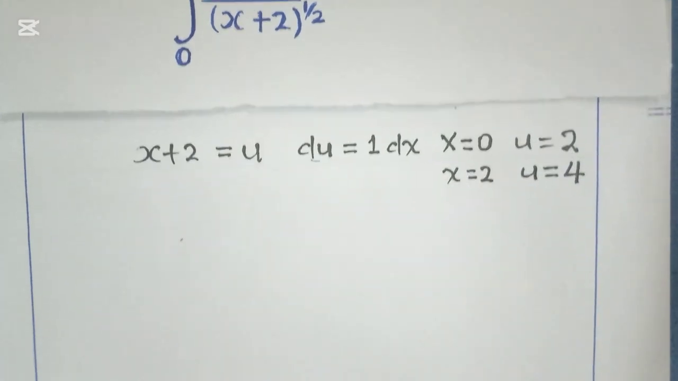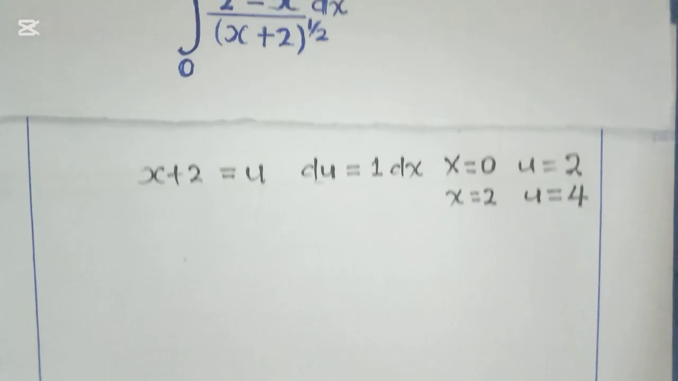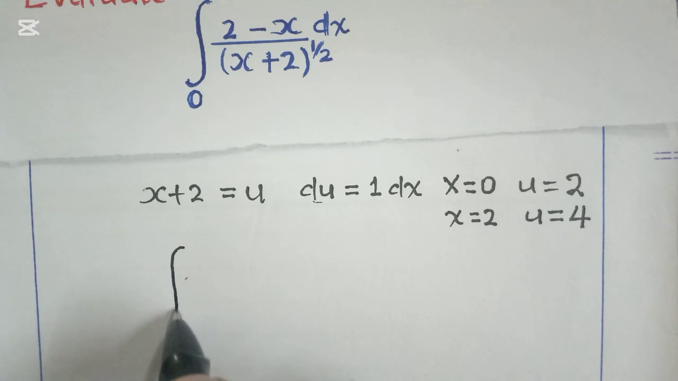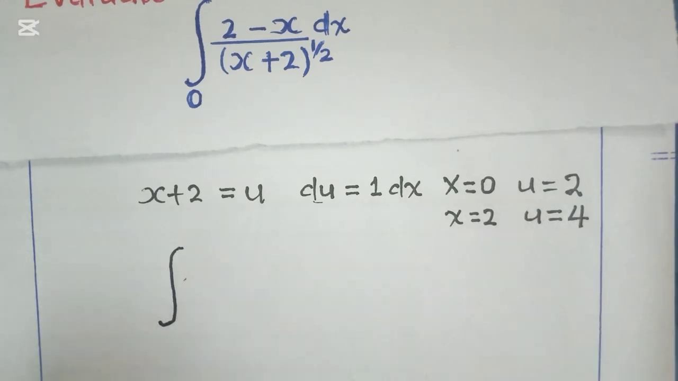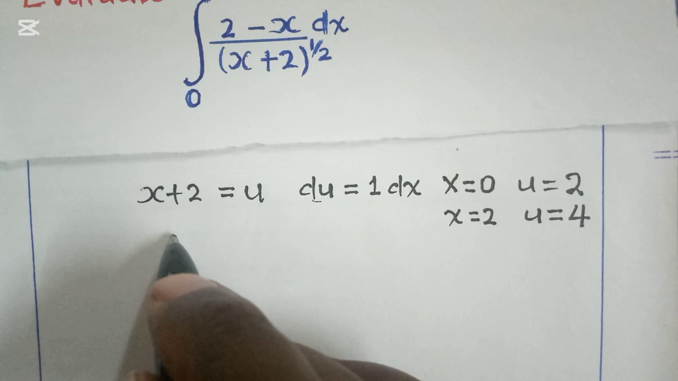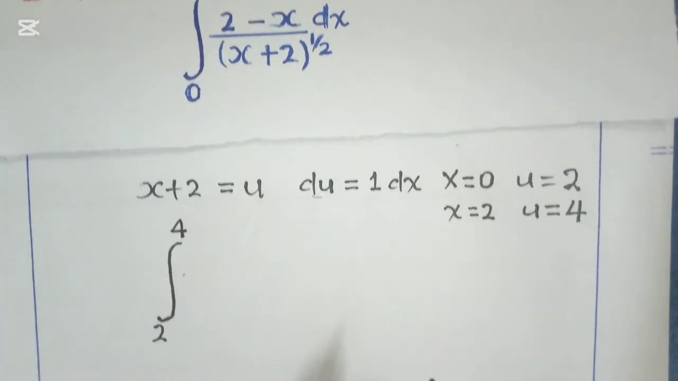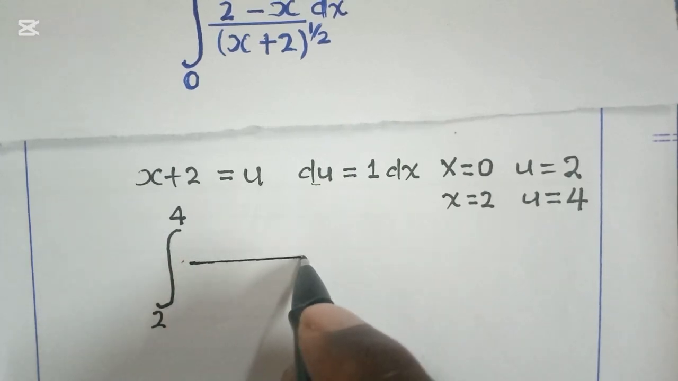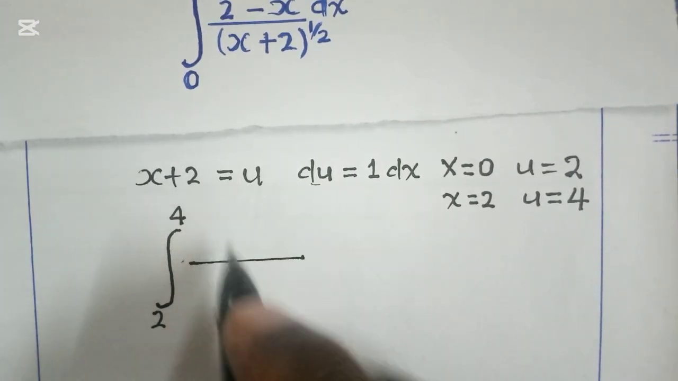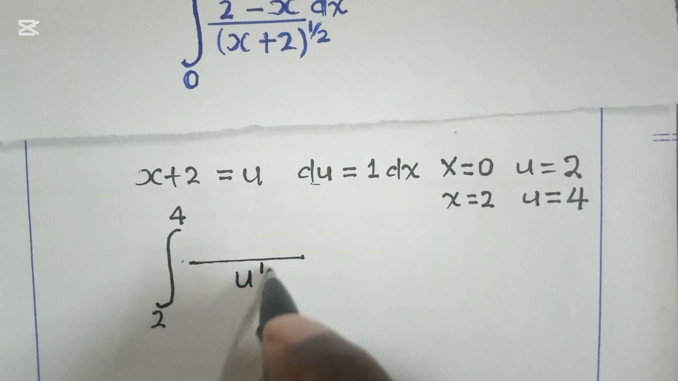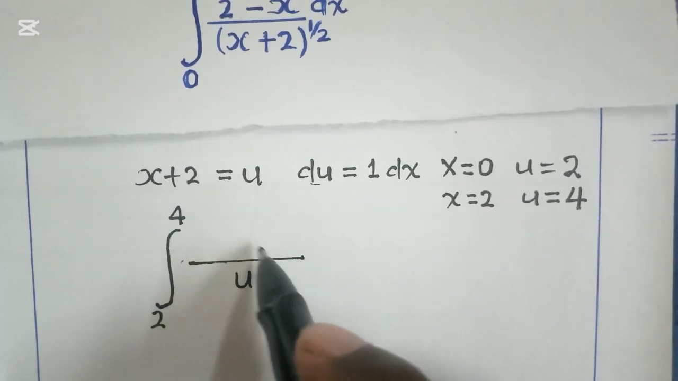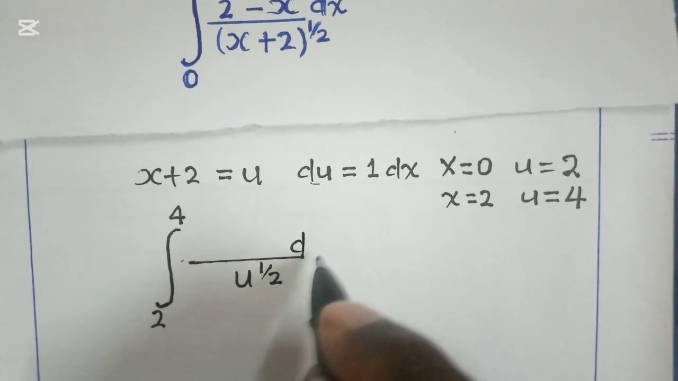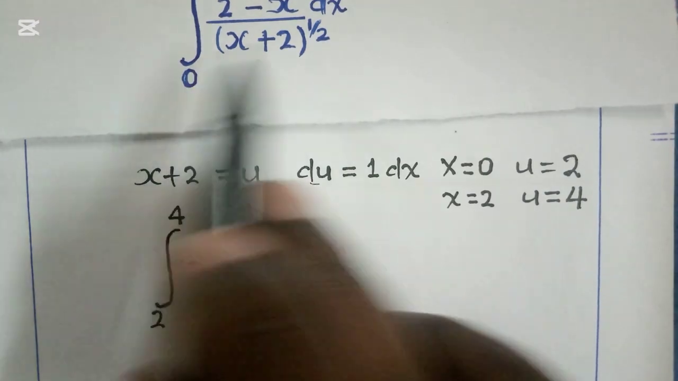So from there we can now convert these limits to variables of u. We are going to have 2 here, and 4 here. After that, we write 2 on top, and down here we are going to have u raised to a half. And up here we have the dx. The dx is the same as du, so we can write du. But now we have 2 minus x.